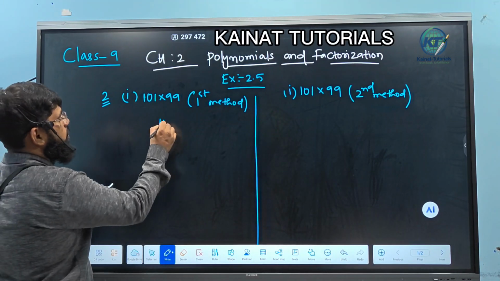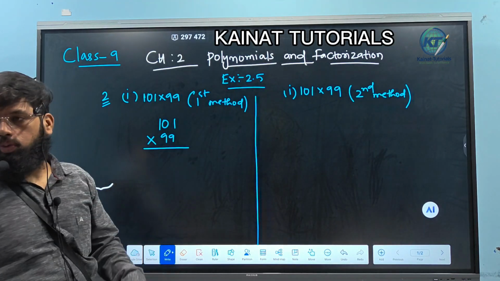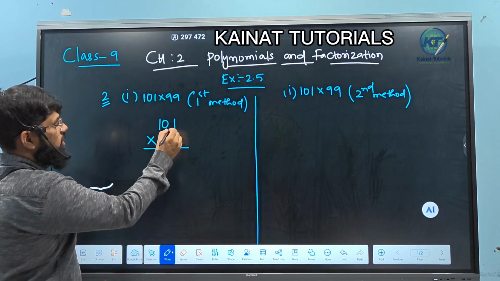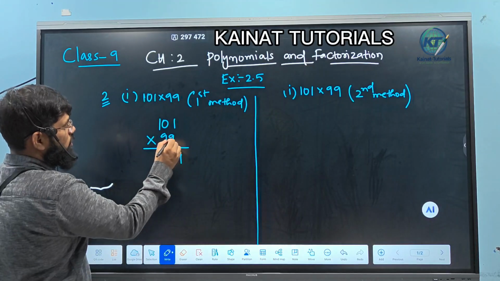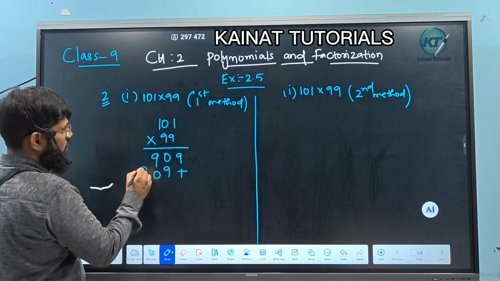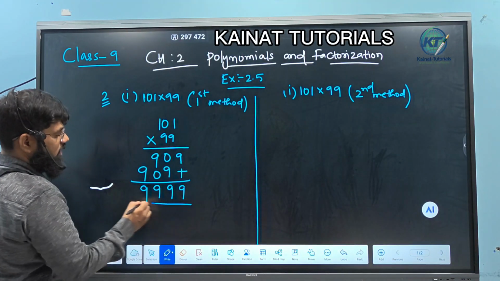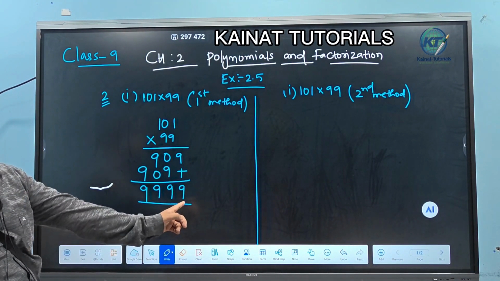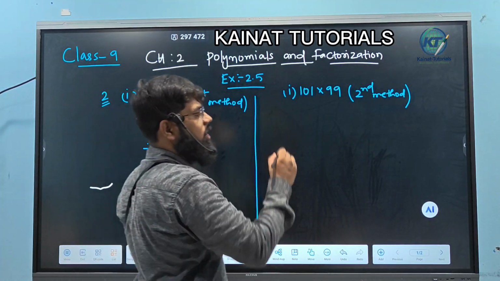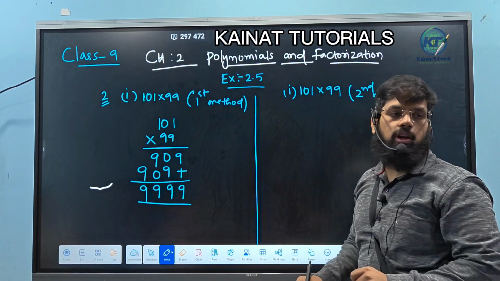Without identity, if you want to solve just normal multiplication, like how we do daily in calculation, 9 ones are 9, 9 zeros are 0, 9 ones are 9, plus 9 ones are 9, 9 zeros are 0, 9 ones are 9. Then afterwards, add the numbers and we are going to get 9999. Now here you are going to get the same answer, but we are going to use an identity here.